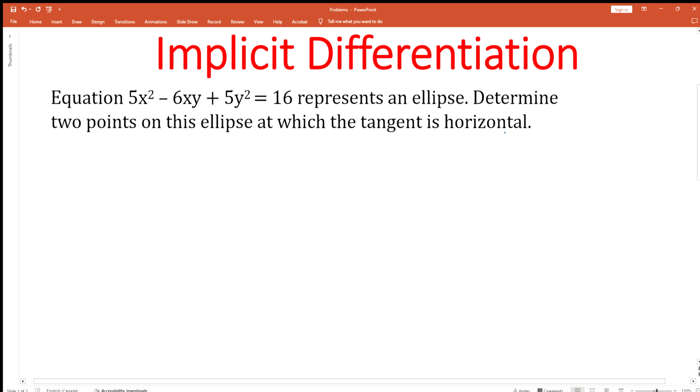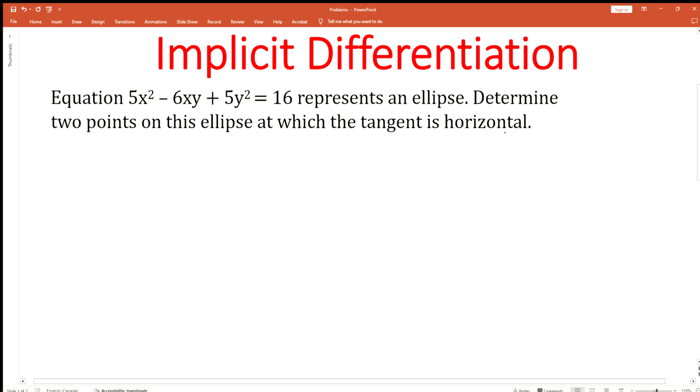As you may know, a tangent is a straight line. A horizontal straight line has a slope equal to 0. So we have to find points on this ellipse at which the slope of the tangent line is 0. The slope of a tangent line to this ellipse is equal to dy over dx for the equation of this ellipse. So the first step is to find dy over dx for this equation.